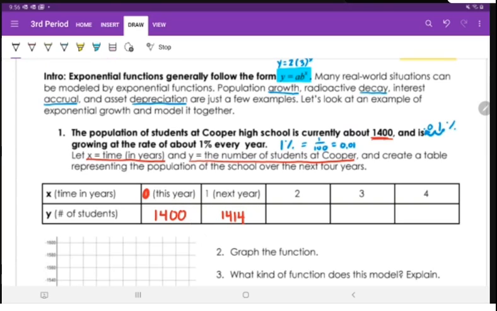So real quick, I'm going to take a moment to point out how we go from 1,400 to 1,414. We essentially added 100% plus 1%. Or another way to think of it is 1 plus 0.01. Well, 1 plus 0.01 is 1.01. So here's the moral of the story. To get from 1,400 to 1,414, we multiply by 1.01.